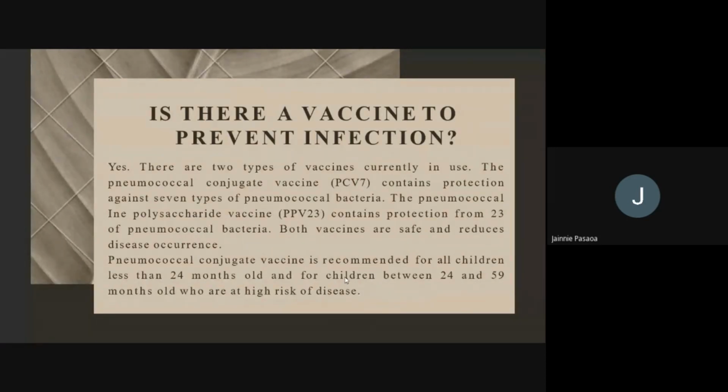And the pneumococcal polysaccharide vaccine or PPV23 contains protection from 23 types of pneumococcal bacteria. Both vaccines are safe and reduce disease occurrence. All adults who are older than 65 years of age and persons who are 2 years and older and at high risk for disease, examples: sickle cell disease, HIV infections, or other conditions that weaken the immune system, should receive the pneumococcal polysaccharide vaccine. Next.